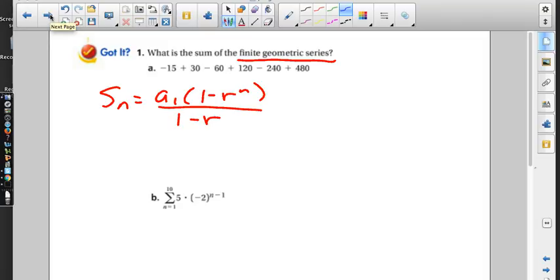Finite geometric takes us right here. Looks like so. So my first question is going to be, how many terms are we supposed to add together? 6? Well, how'd you know that? You can just count them. All 6 of them are right there. So sum of the first 6 terms. What's the first term? -15.